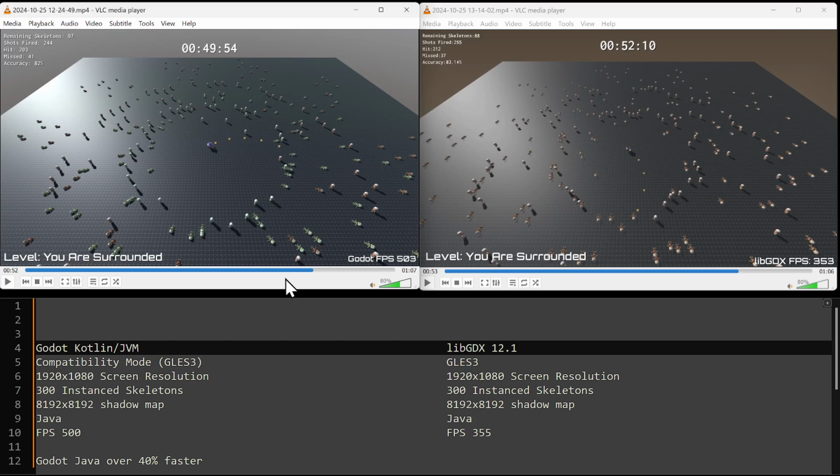And the FPS on Godot, which is on the left. So if you could see my mouse over here, it's up over 500. And then on the right, it's about 355. So the Godot Kotlin JVM is 40% faster. Which is very interesting, considering everybody says, oh, libGDX is a framework, you get access to the more low-level stuff. Well, it's still slower than Godot.